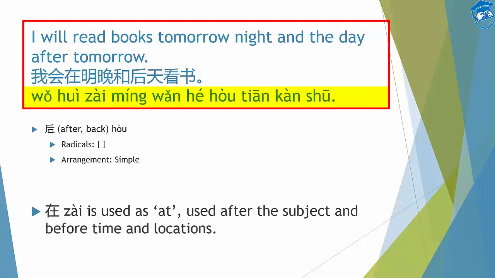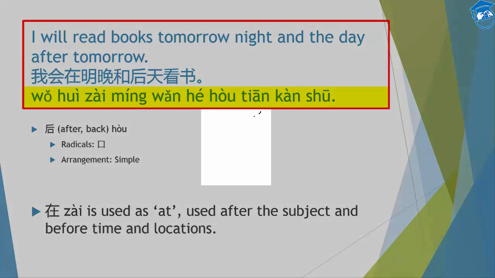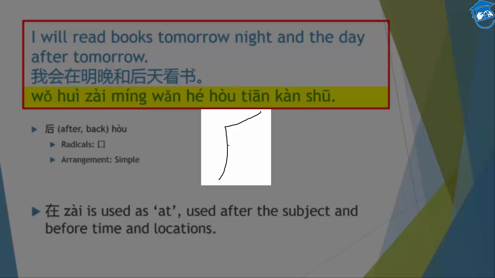So let's look at the new word here. The new word here is 后. 后 is after or back. This meaning is used for location only. So just so you know, 后 is not only used for time but also location. This is the pinyin and the radical is this one, so the arrangement is simple. So here's how to write 后. 一二三四五六七.